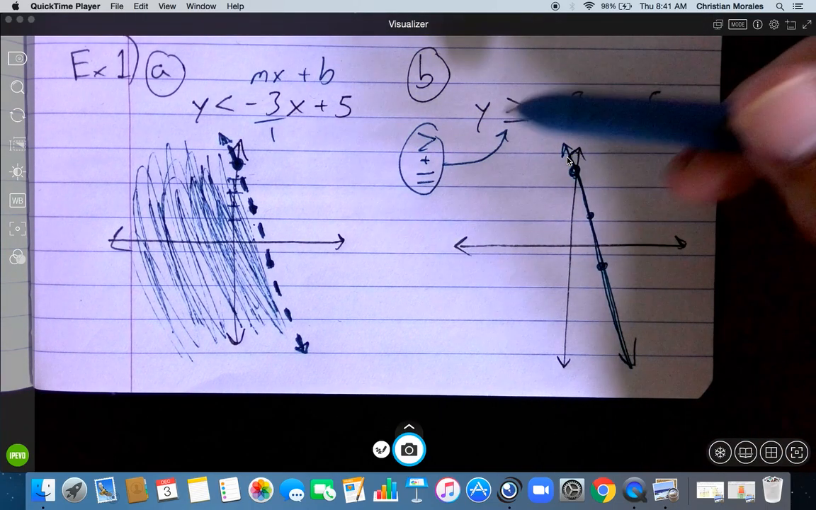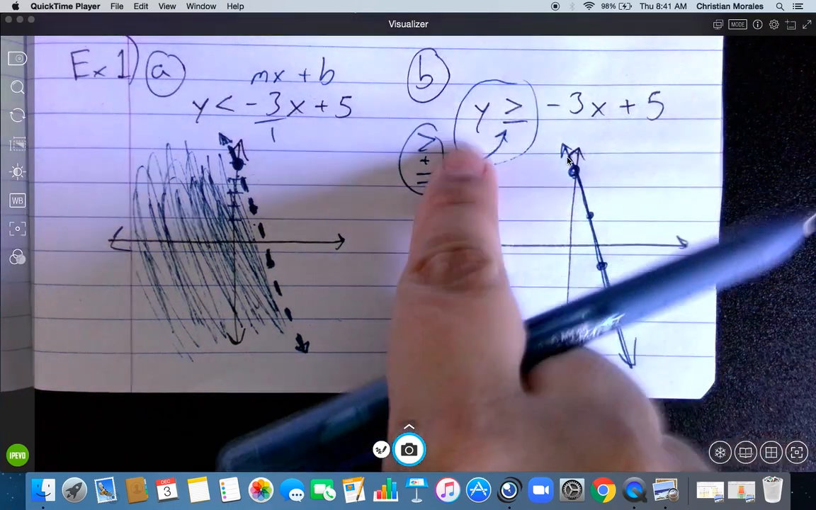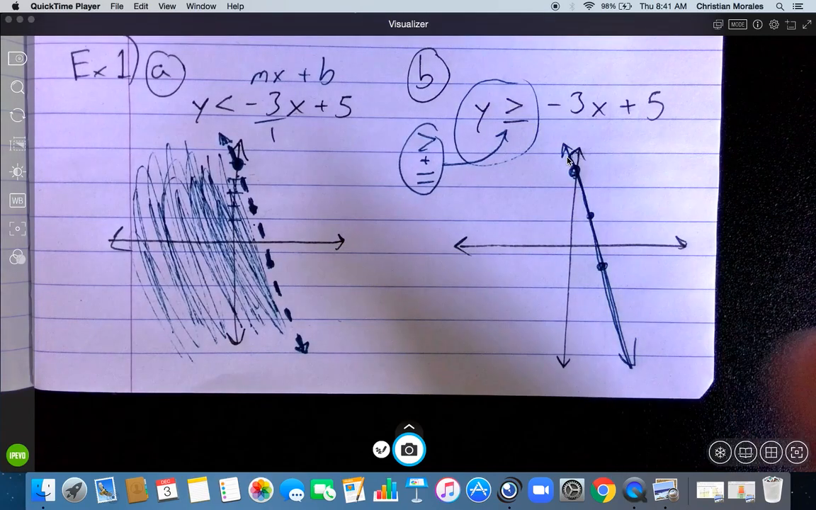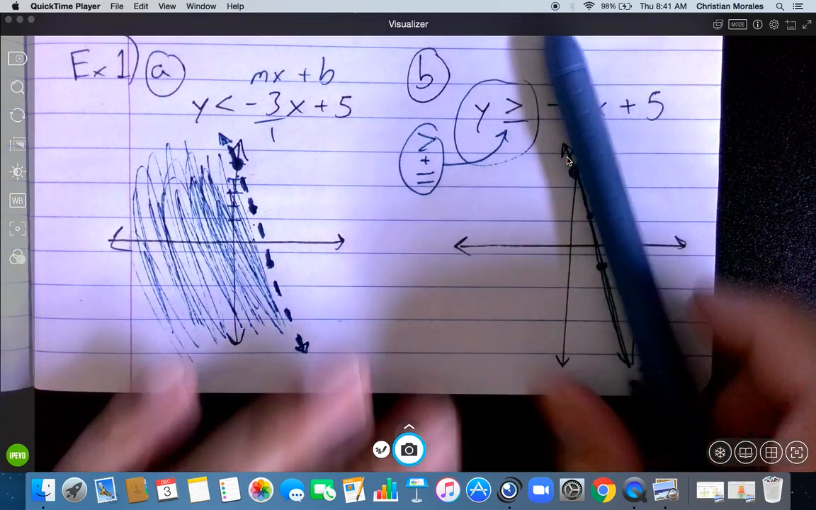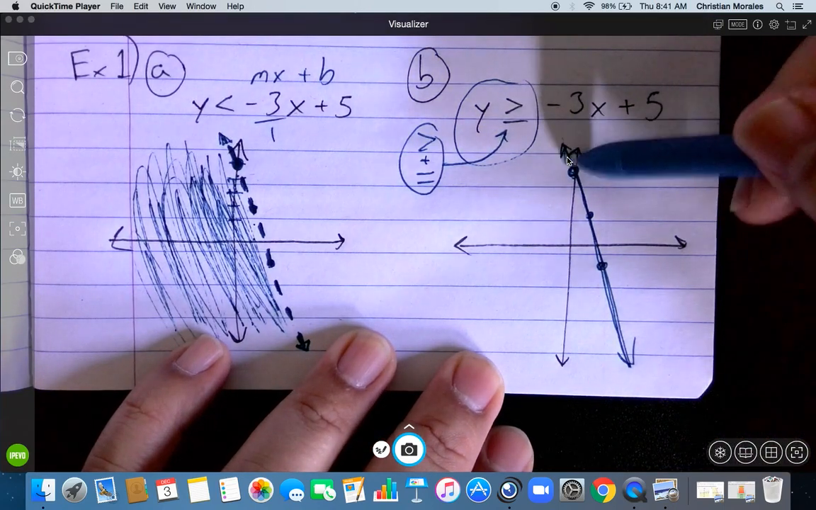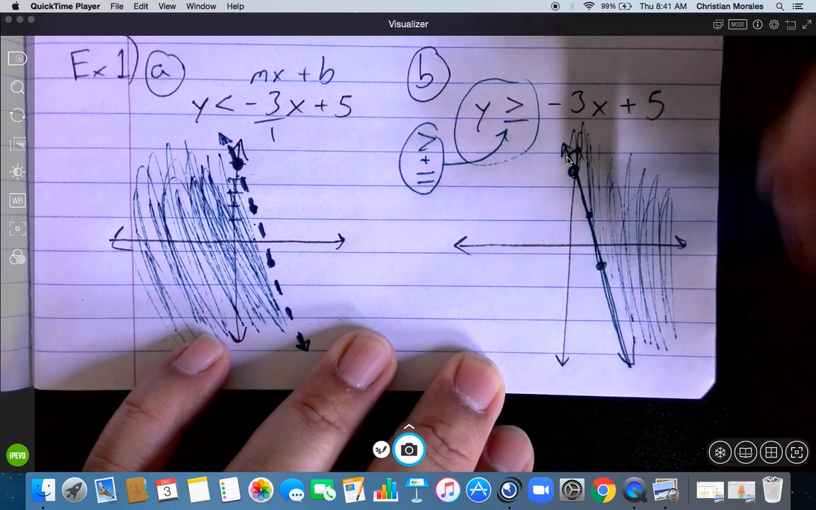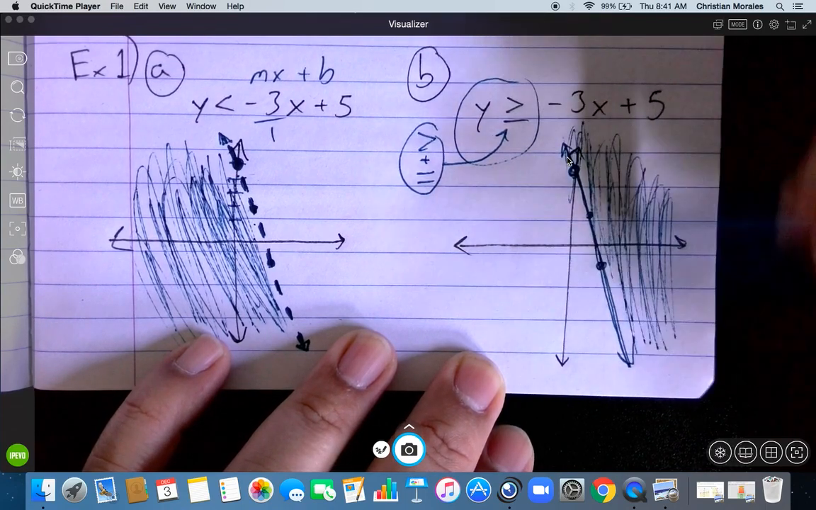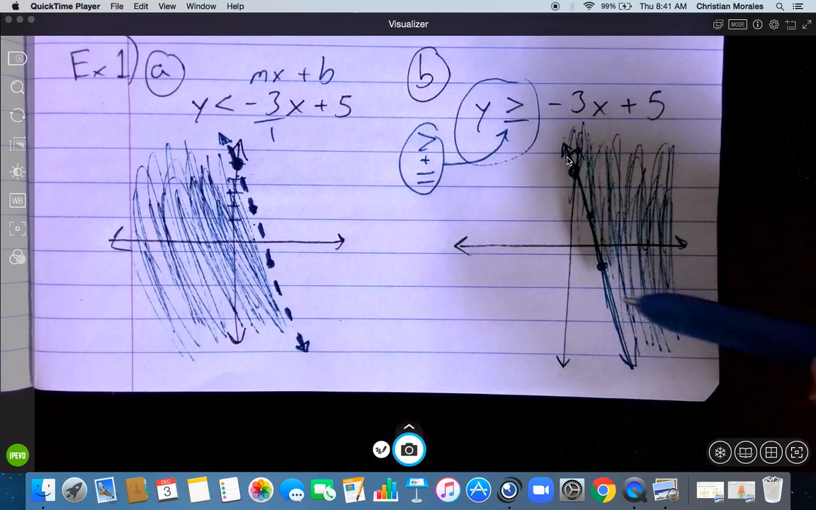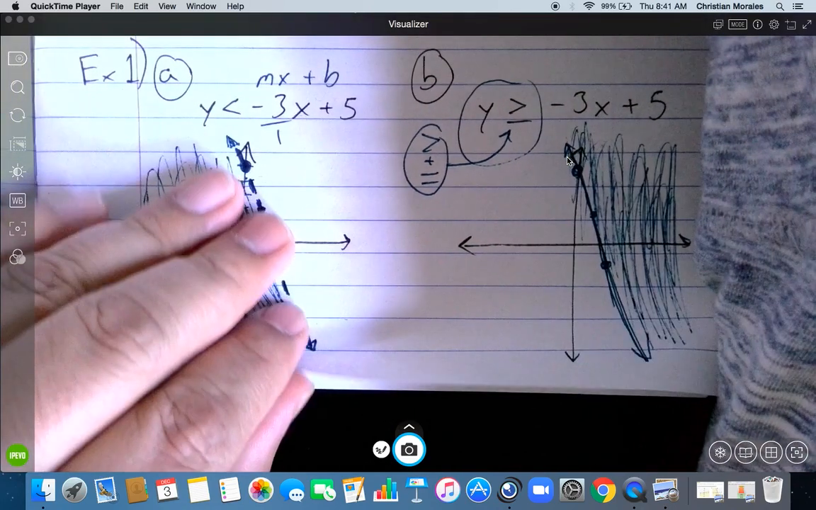Now for the shading part. What does this say about y? Y is greater than. So because it says y is greater than, instead of shading below the line, we're going to shade above the line. So above the line would be everything on this side. So the line and every point over here is your answer. Okay? All right.